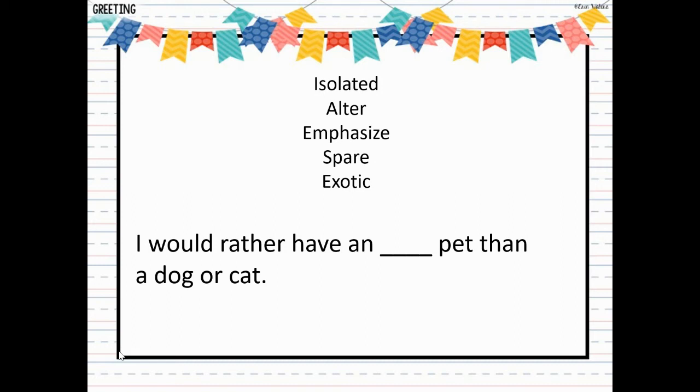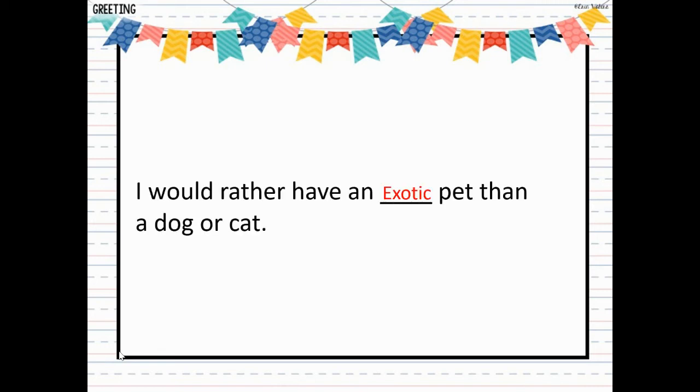I would rather have an blank pet than a dog or cat. Which word would match in the sentence blank? The word that would go in the blank is exotic. I would rather have an exotic pet than a dog or cat. Remember, exotic means unusual. So a dog or cat is a normal, usual pet. You would have something exotic like the snake.